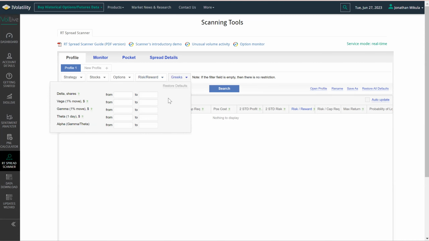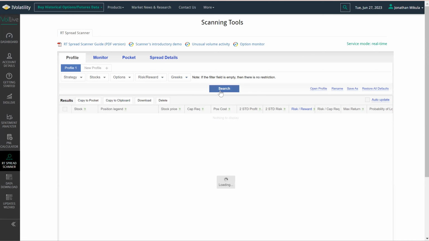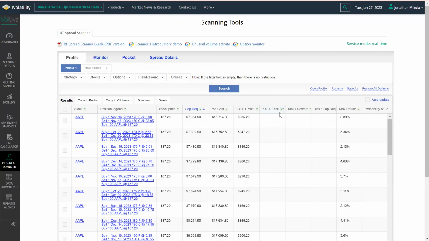Greeks as well. So with conversions, this doesn't really matter because we're eliminating price action, and the system's going to do all the complicated math for us when we hit search. So I'll leave that blank. But again, as you get familiar with the platform, feel free to pull that up.